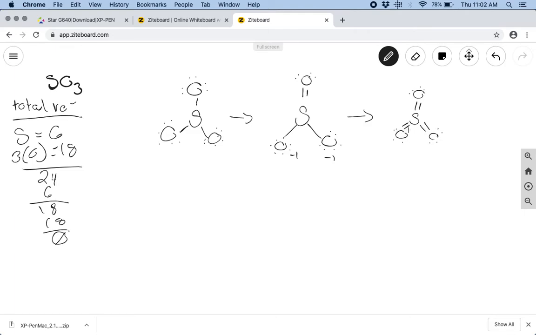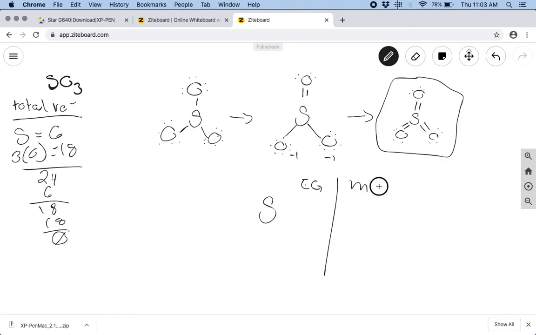So each of the oxygens makes a double bond to the sulfur. Each of the oxygens now has 2 bonds and 2 lone pairs, which means each of these oxygens now has an overall charge of 0. So now we have the molecule SO3 with a neutral charge. In this case, we're only going to talk about the central atom around our sulfur. And to do that, we're going to look at the electronic geometry and the molecular geometry.